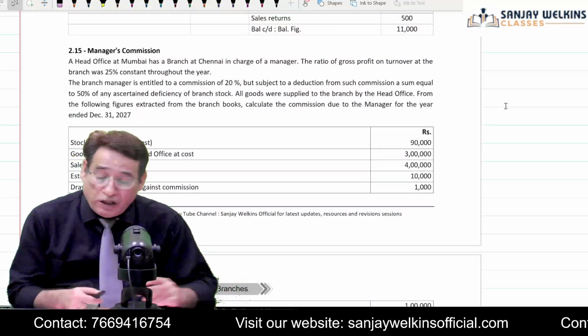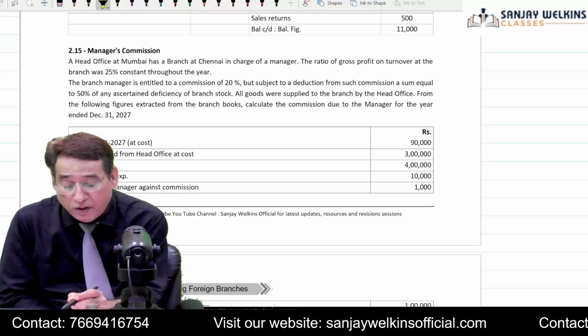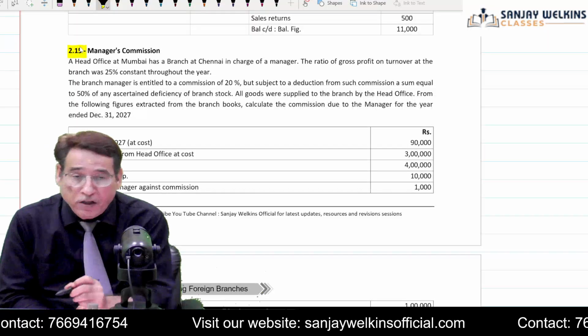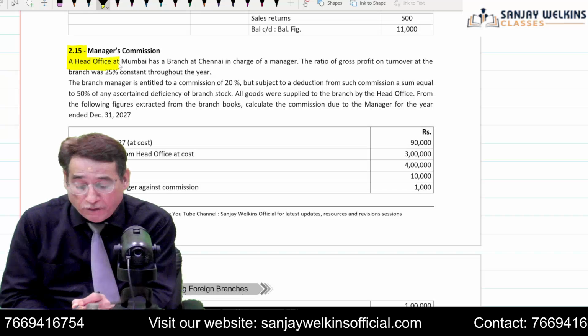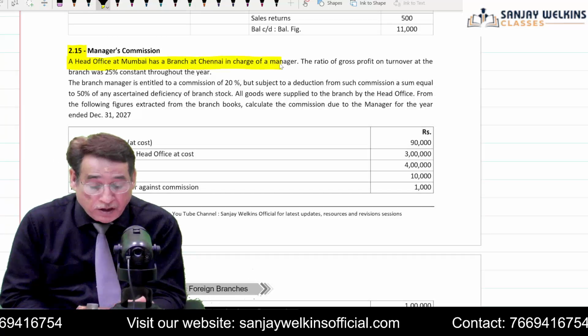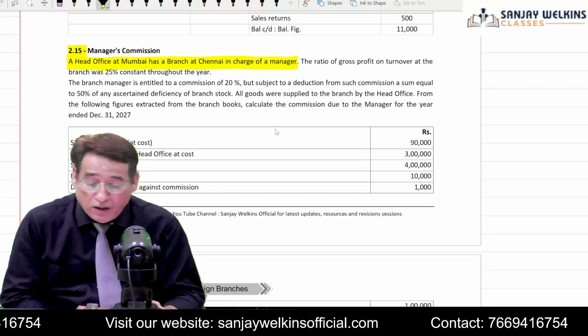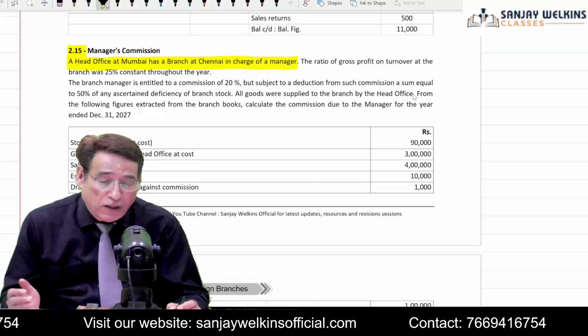Next question is related to manager's commission. This question is related to manager's commission, correct? Now in this question, it is given a head office at Mumbai has a branch at Chennai in charge of a manager. So head office is in Mumbai.